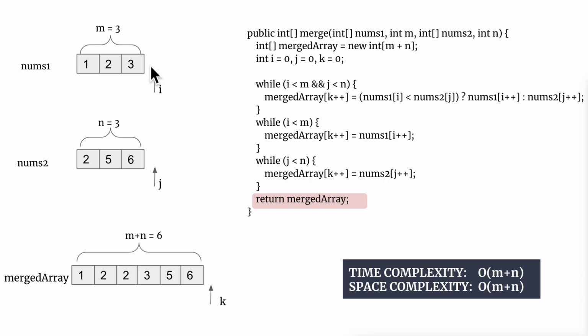In terms of time complexity, each element of nums1 with length of m is traversed, and each element of nums2 with length of n is traversed, so time complexity is O(m plus n). In terms of space complexity, an additional array with a length of m plus n is created. So solving this question in this way, the space complexity is O(m plus n).